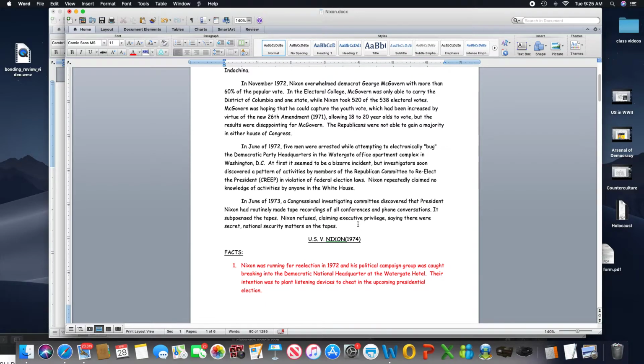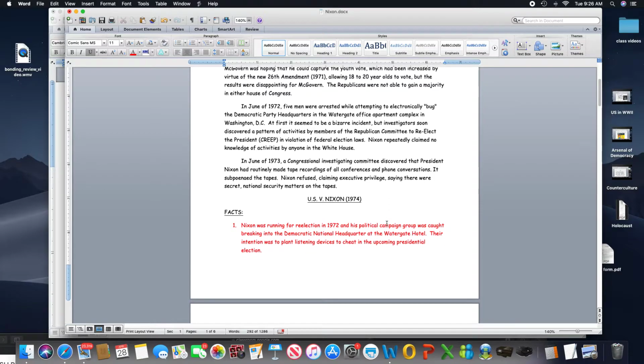So during the course of the investigation, while they were investigating this particular break-in, it was revealed that Nixon recorded all of his phone conversations and his conferences in the White House. So the prosecutor, looking to get this information, subpoenaed the tapes, meaning asked a judge to force Nixon to turn over the tapes. And Nixon refused, claiming executive privilege, saying that there were national security secrets on the tape. Okay, and then the case went up to the Supreme Court, and this is our brief of the case.